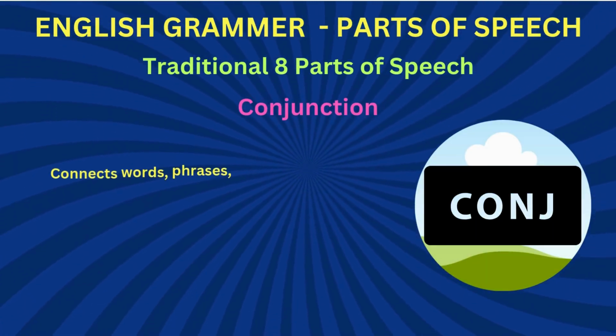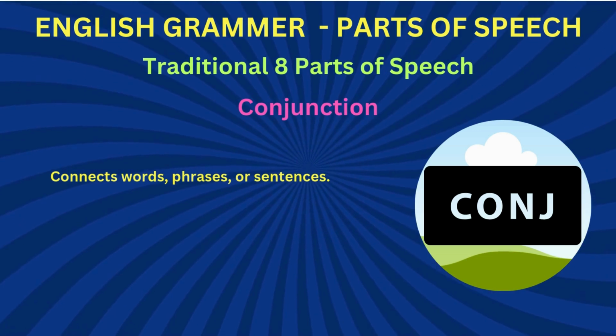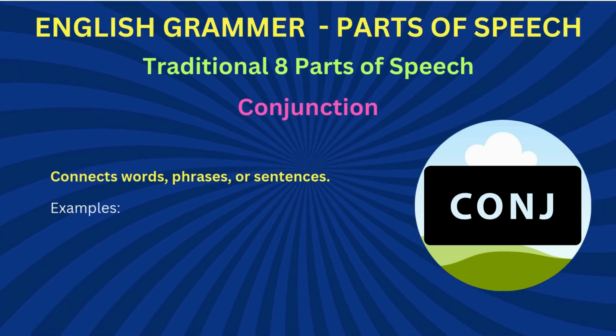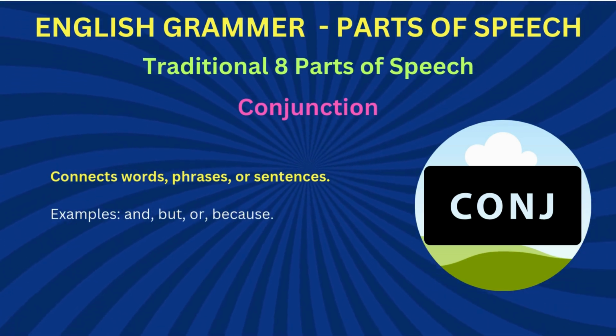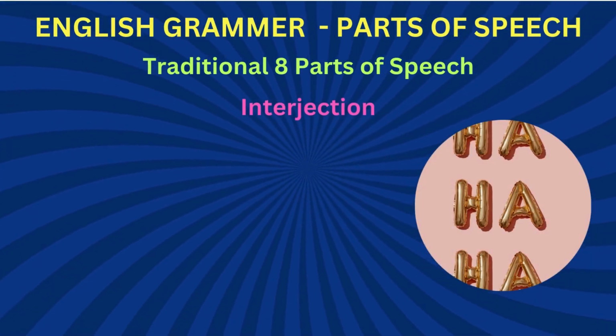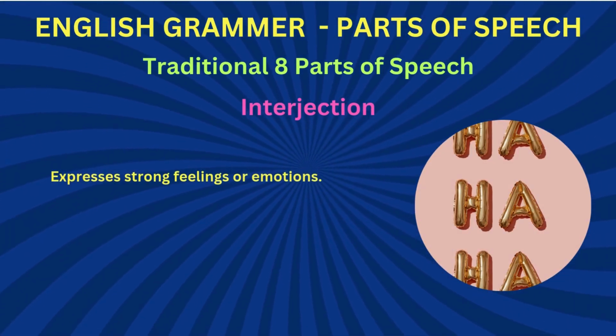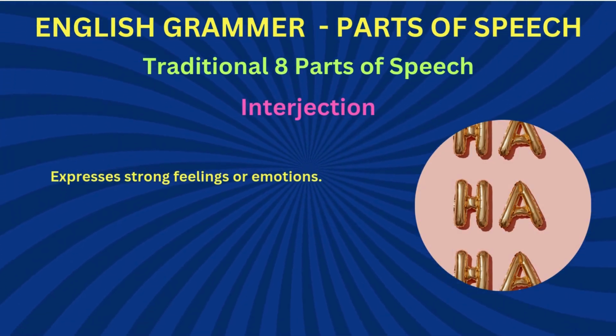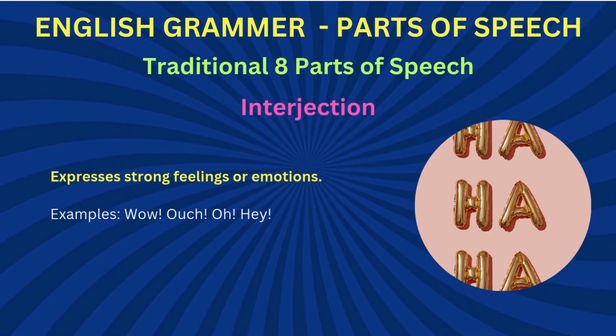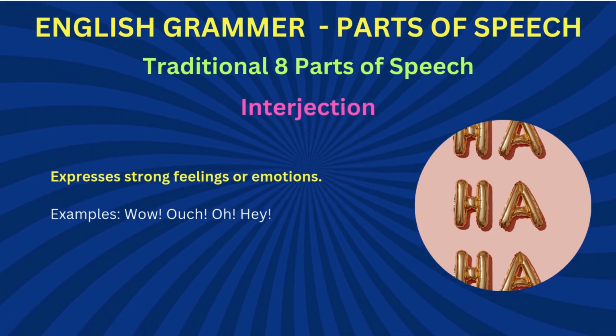Conjunction. Connects words, phrases, or sentences. Examples: and, but, or, because. Interjection. Expresses strong feelings or emotions. Examples: wow, ouch, oh, hey.